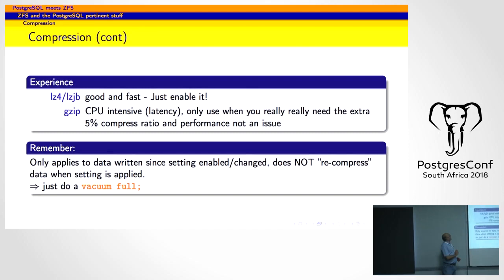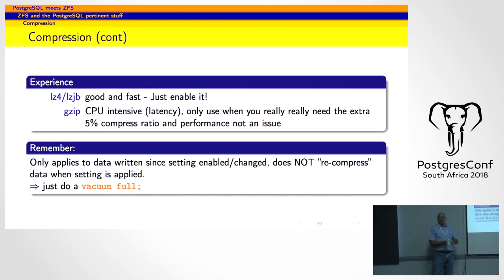Compression. Well, from my experience, LZ4, it's good, fast. Just enable it. It's a no-brainer on Postgres. GZIP, ignore that one until you really have a need for that extra 5 to 10% compression.